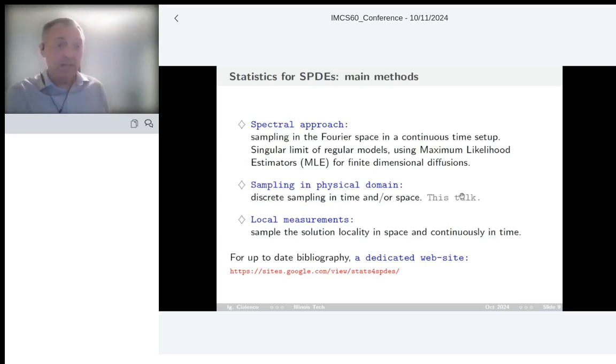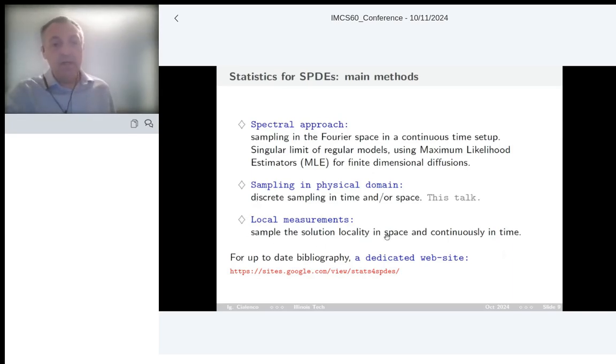Today, I decided to talk somewhat more about these recent results that we have on sampling in the physical domain. And I'll be more specific. That means that we literally observe the solution itself, assuming it's a function, that we observe the solution somewhere in space and time, but discretely, not continuously.